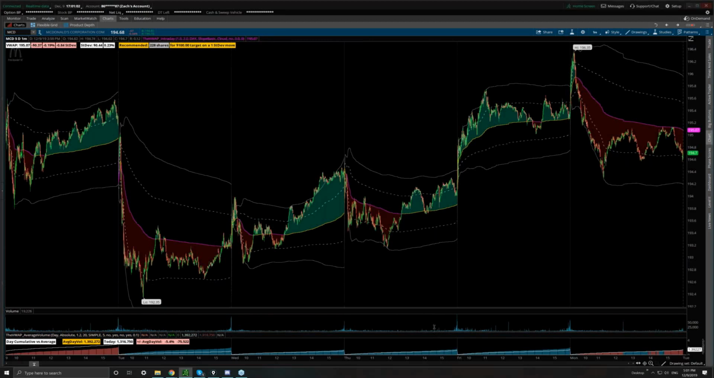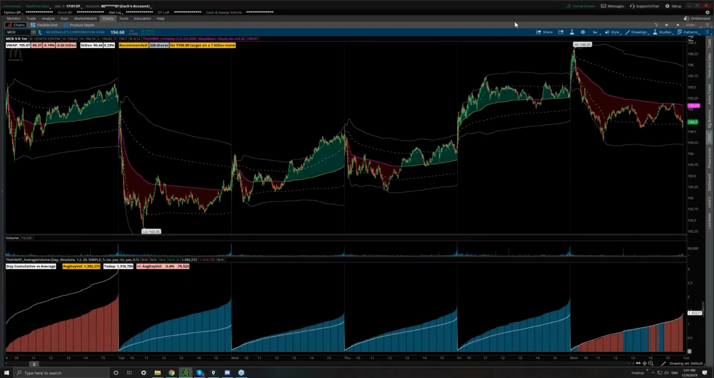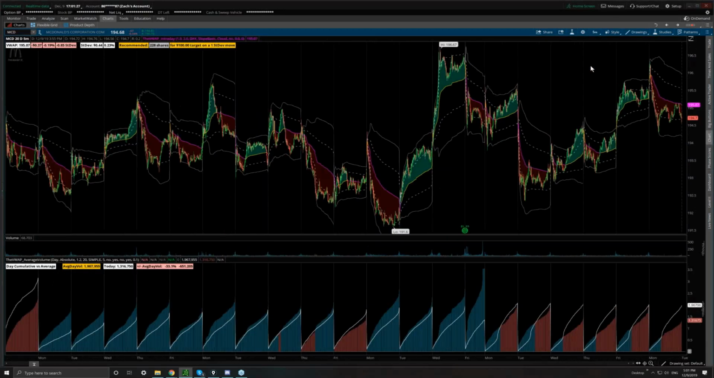I'm also going to warn you, this is a particularly complicated study, so it'll take us a few minutes to kind of chop through it, but hopefully I'll be able to make sense of this for you. So the average volume study has 4 different modes. I'm going to go to a longer time frame chart just so we have slightly more data to work with. I'm going to go to a 20-day, 5-minute chart.